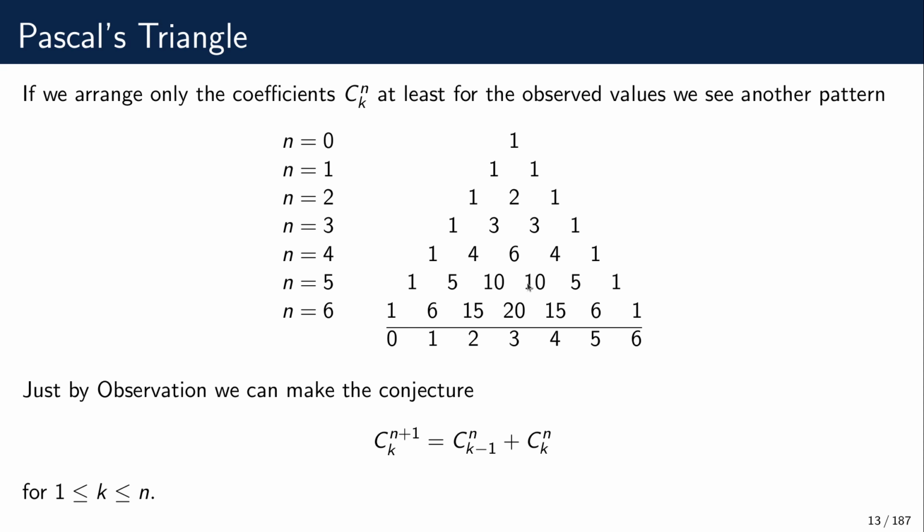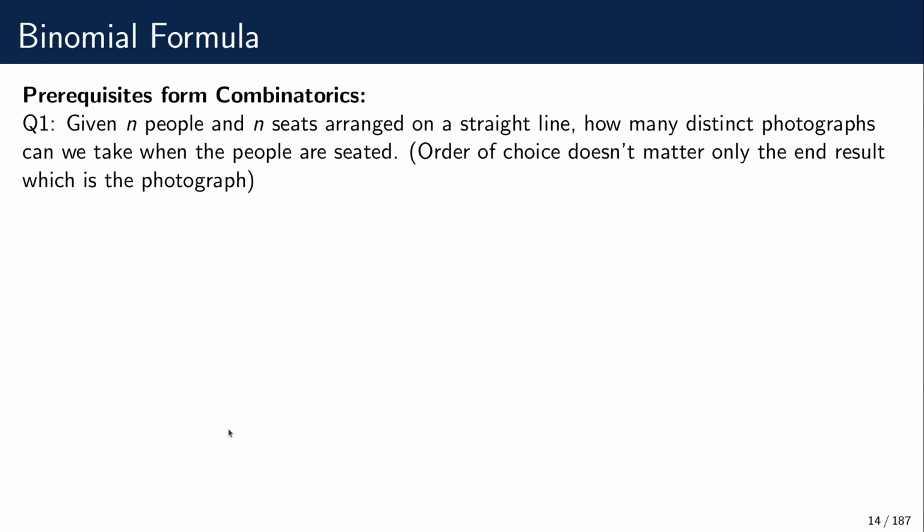So we can now write this conjecture: the term c in the n plus first row, for example this term, is the sum of a term that comes before it in the previous row, and a term that comes right after it in the previous row. So, for example, if we apply this to this 10 over here, then this 10 is the sum of this previous term and the one after it. So this is the conjecture that we will also prove. We have noticed a pattern, and now we'll try to prove it.